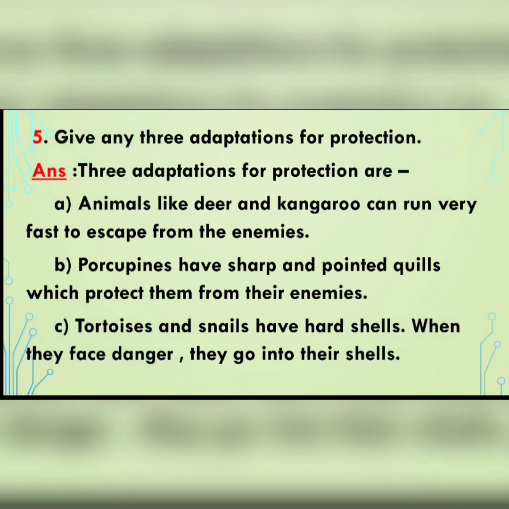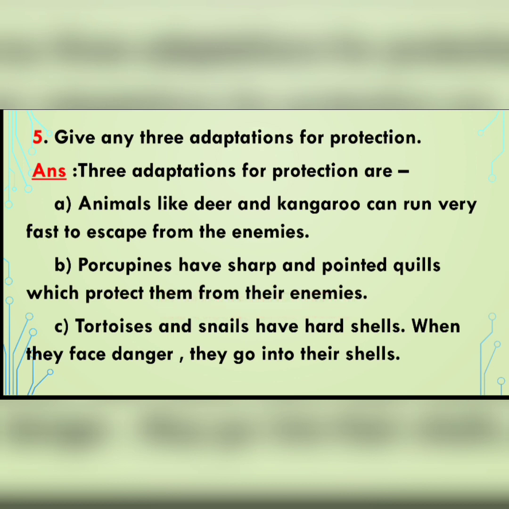Next, moving to question number D5. The question is, give any 3 adaptations for protection. The answer of this question is already given in the chapter. Yes, you can write from your book also. The answer is, 3 adaptations for protection are, first one, animals like deer and kangaroo can run very fast to escape from the enemies. Next one, porcupines have sharp and pointed quills which protect them from their enemies.